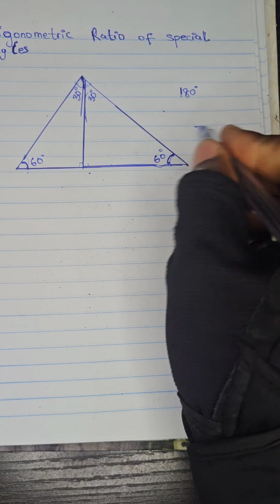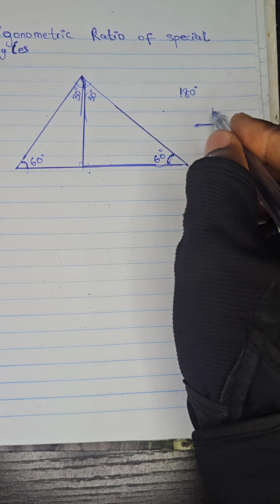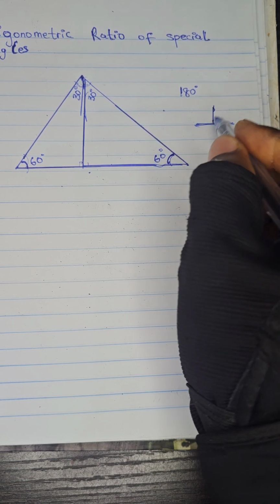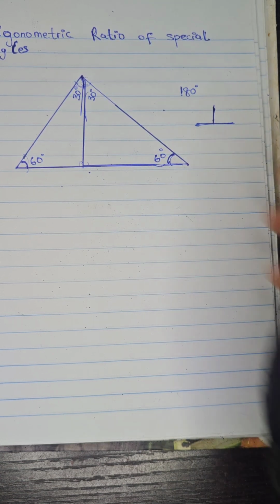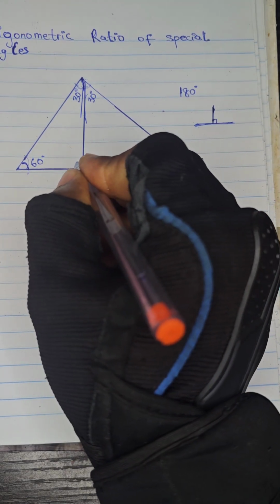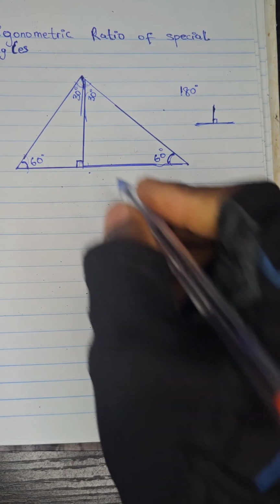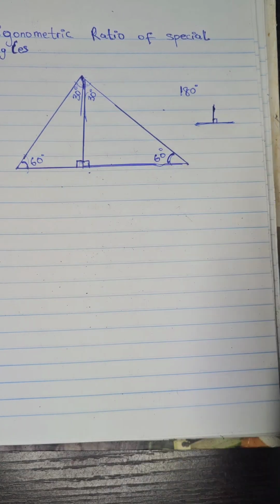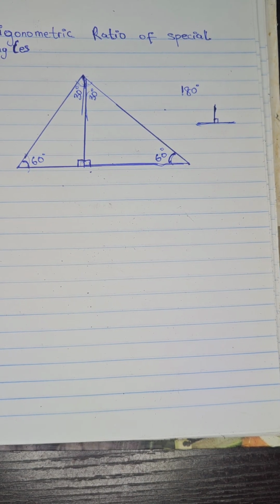Now what is the angle here? We all know that any straight line that has a perpendicular line on top of it, according to the angle rules, means that the angle there is 90 degrees. So here is 90 degrees and this is the sign for 90 degrees, so we're not going to write it out. So we've gotten the angles of this triangle.